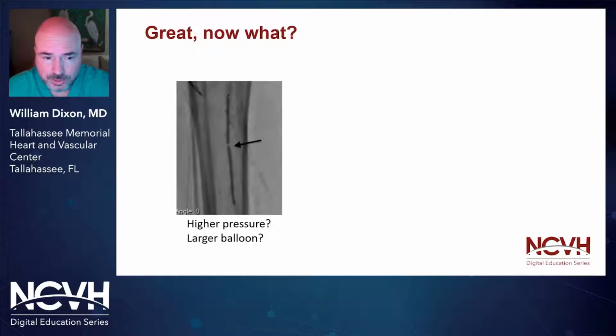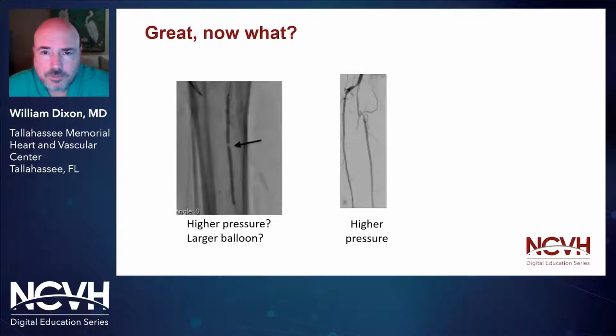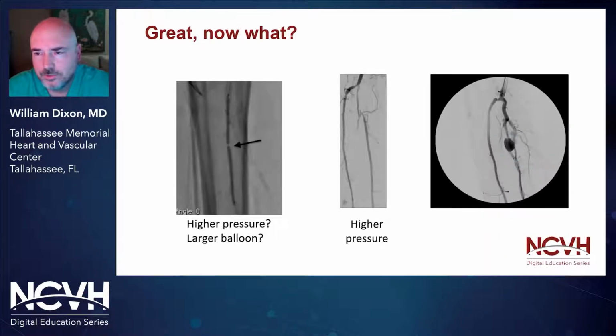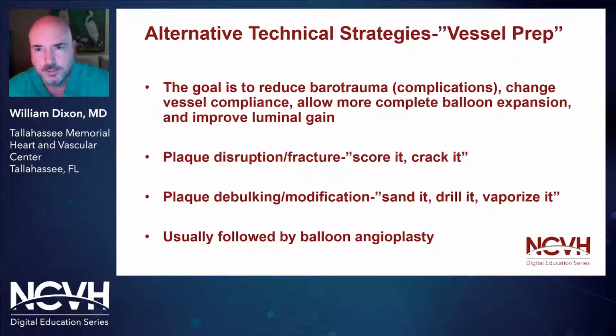So when standard balloon angioplasty is not working, what do we do? Do we use higher pressure? Do we use a larger balloon? Well, you can use higher pressure, but often this leads to barotrauma and significant complications such as dissection. Or if you decide you want to use a larger balloon, then there are times where you could end up with a perforation. And again, bailout options below the knee are somewhat limited.